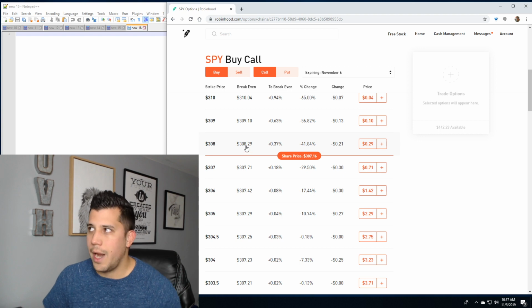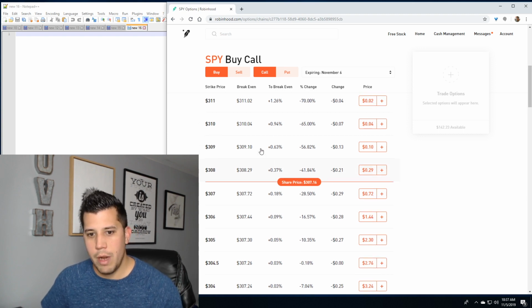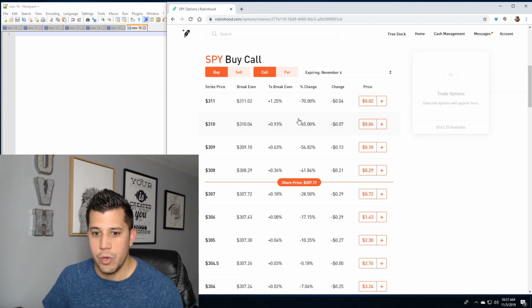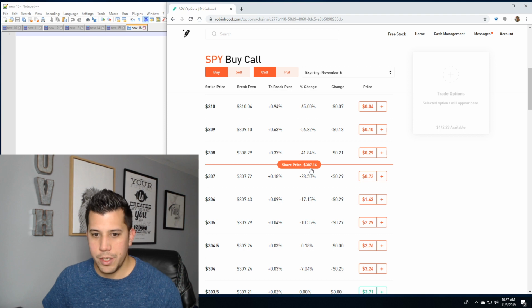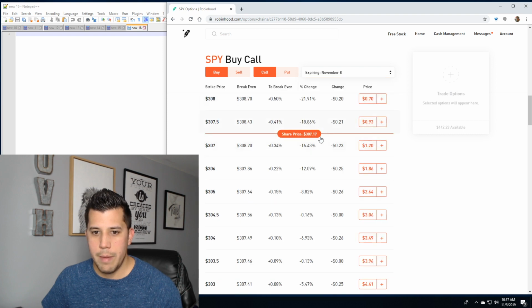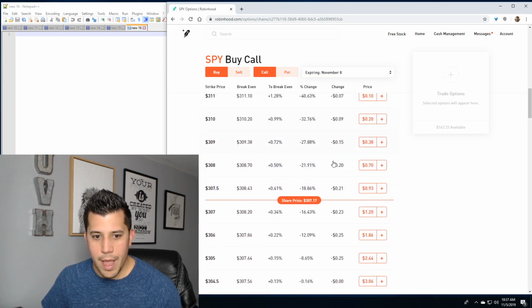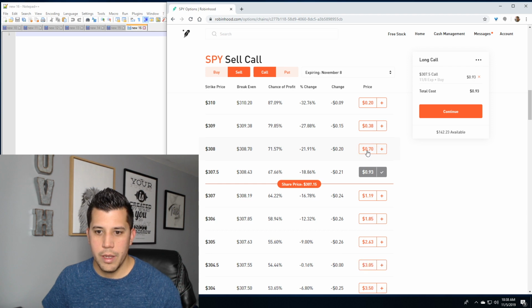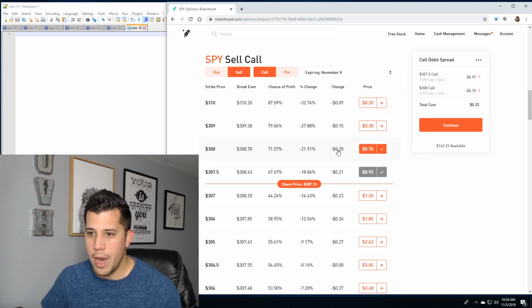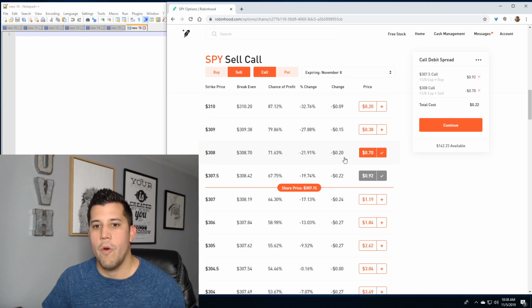So why would you put on a debit call spread? A debit call spread means you want to be long that stock or ETF. It means you think the price is going to go up. So on SPY, let's say right now the price is 307.16. Let's say by November 8th, I think it's going to be above that price. So I'm going to buy the 307.50 call, and then you would sell the 308 call. I'll show you a couple of examples before I actually execute the order.